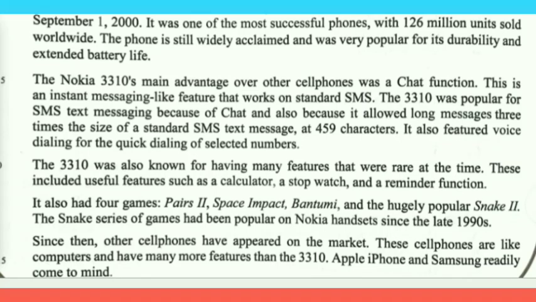The Nokia 3310's main advantage over the other cell phones was a chat function. This is an instant messaging-like feature that works on standard SMS. The 3310 was popular for SMS text messaging because of chat and also because it allowed long messages 3 times the size of a standard SMS text message at 459 characters. It also featured voice dialing for the quick dialing of selected numbers.